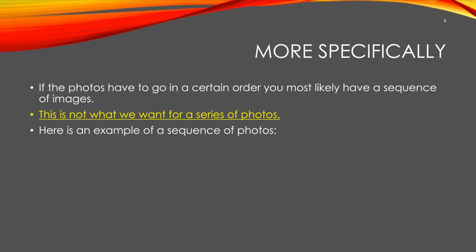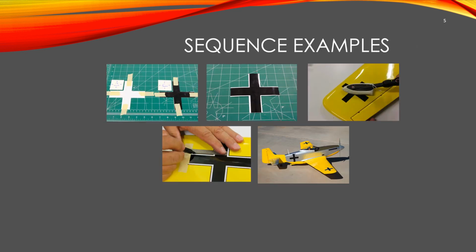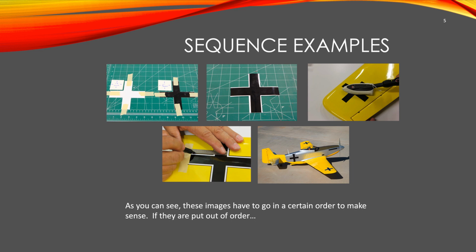Now here's an example of a sequence of photos. In this example we have some airplane insignias that we're making for this model airplane here. And you see that they go in order. You see that they're being cut out on the cutting board, then they're being placed together, then they're being ironed onto the wing, then some trim is added to it, and then we see the finished product there in the plane. Now, as you can see, these images have to go in a certain order to make sense.